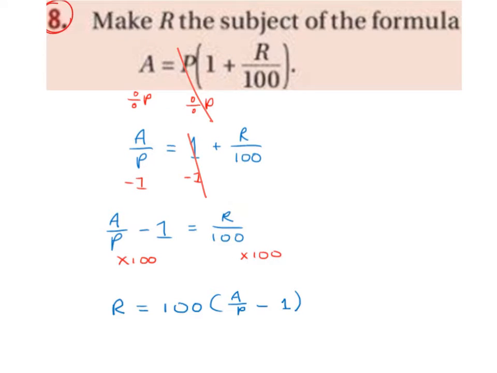Now I have r over 100, which means r divided by 100, and the opposite of divide is multiply. So if I want to get rid of that 100, I'm going to have to multiply by 100 so that they cancel out and I get the r on its own. If I multiply by 100 on the right, I must multiply by 100 on the left. So I have the r all on its own now equals 100 multiplied by a over p minus 1.